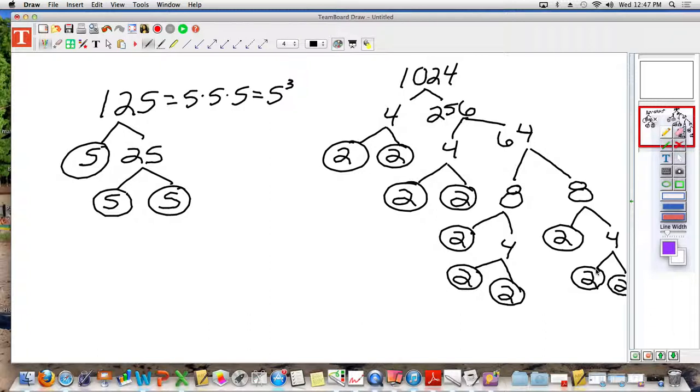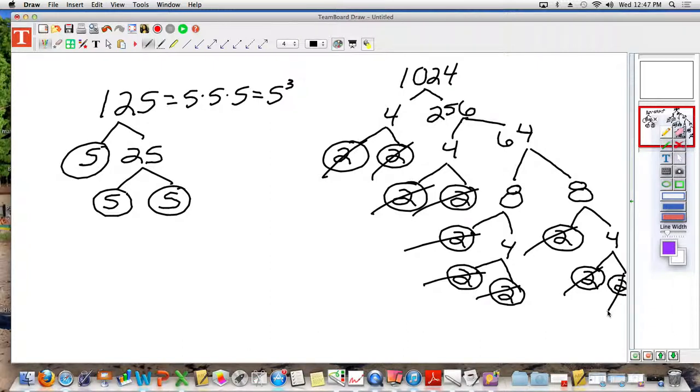Wow. That's it. That's my factor tree. I can't break that down any further. We're not going to have any more branches on our tree. So what we need to do now is count up how many 2's I have. 1, 2, 3, 4, 5, 6, 7, 8, 9, 10. I had 10 2's.